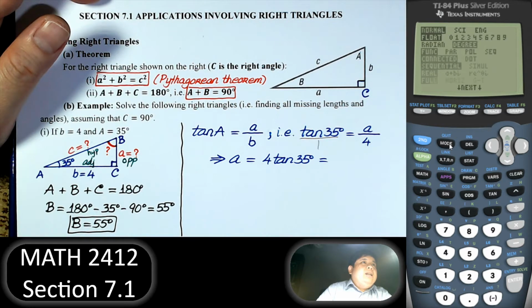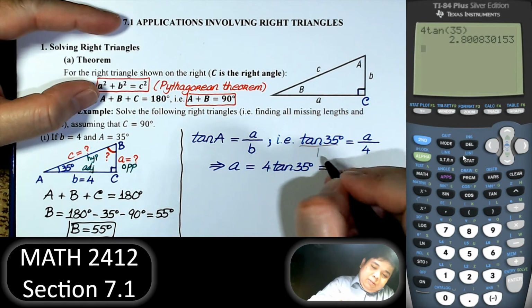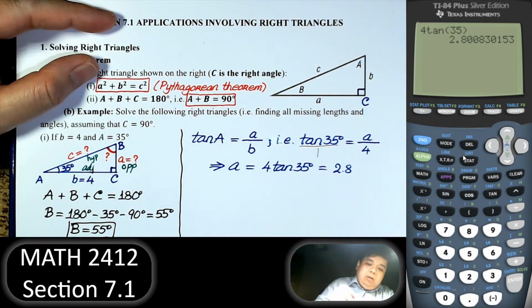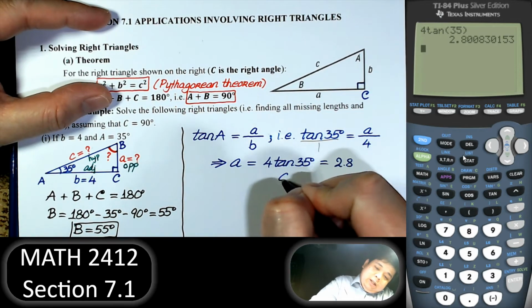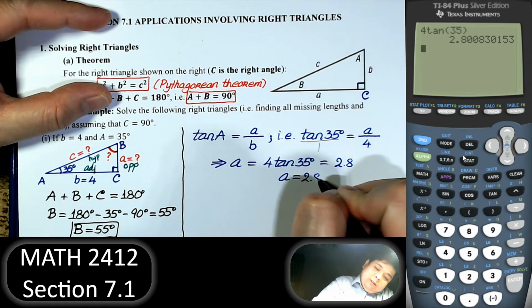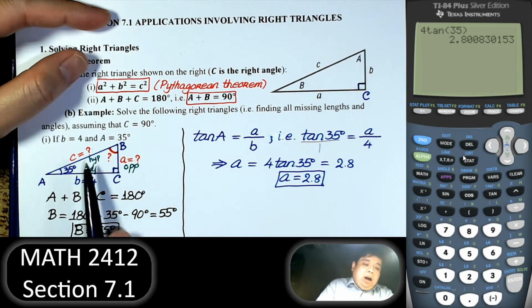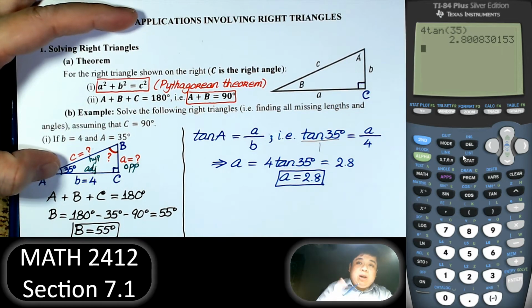Yes, it is in degree mode. So that gives 2.8. So we have a is equal to 2.8. Now, in order to find c, we can use the Pythagorean theorem. We know b, we know a, certainly we can find c. So that's one way to do it.